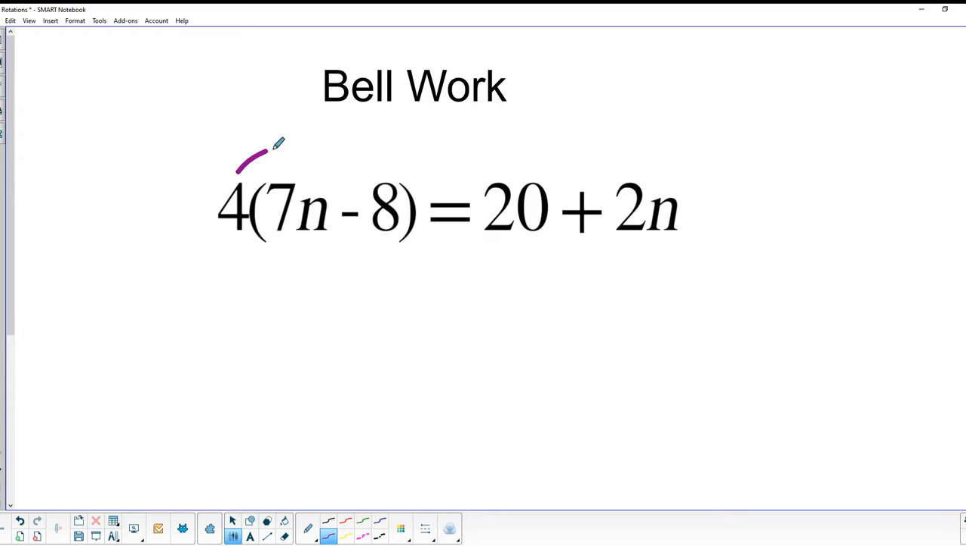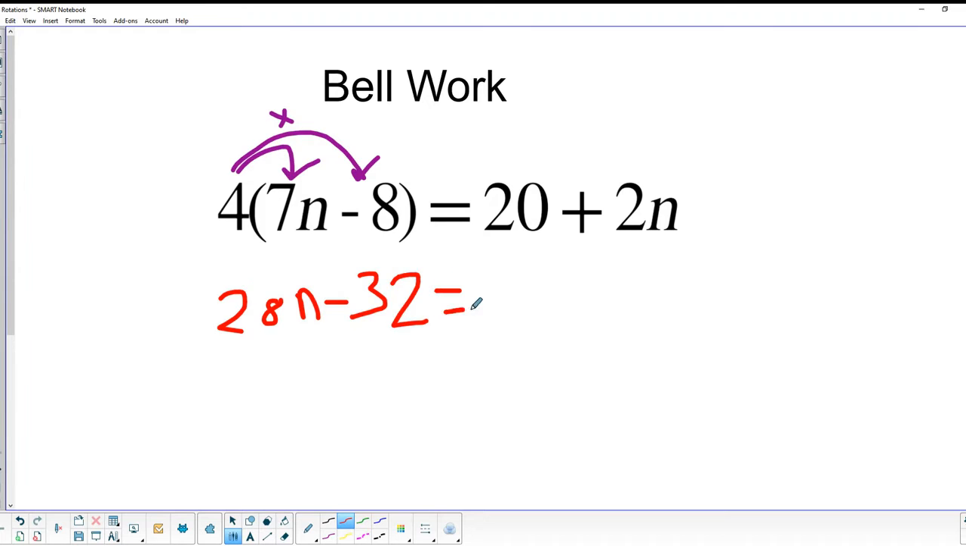We'd use the distributive property to get rid of the parentheses by multiplying 4 times that 7 and that 8. So that's a multiplication. And when we do that multiplication, we get 28n minus 4 times 8, which is 32. And all of that equals 20 plus 2n.